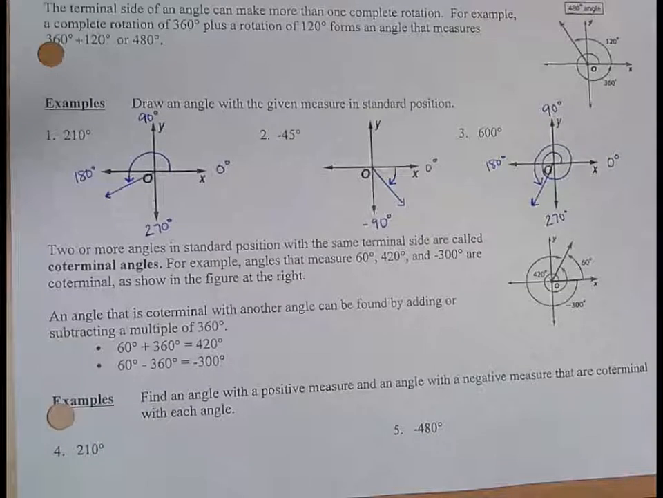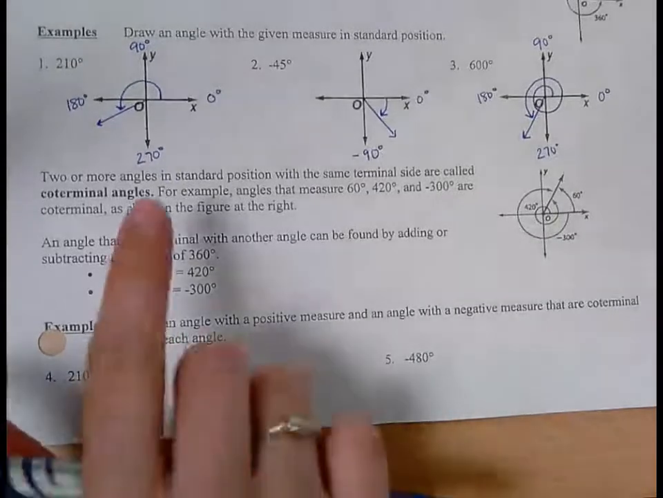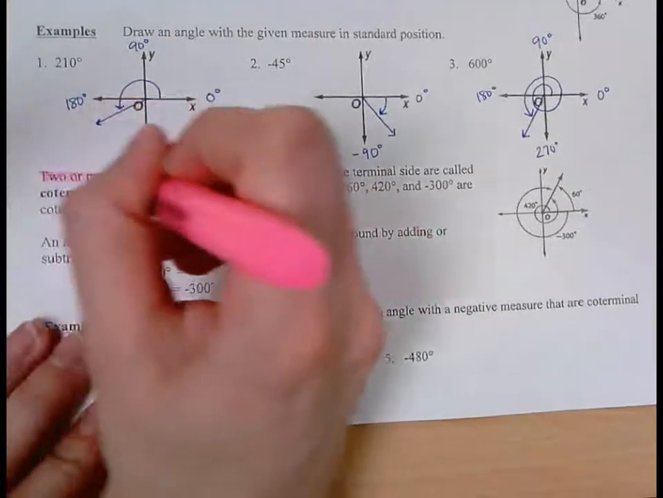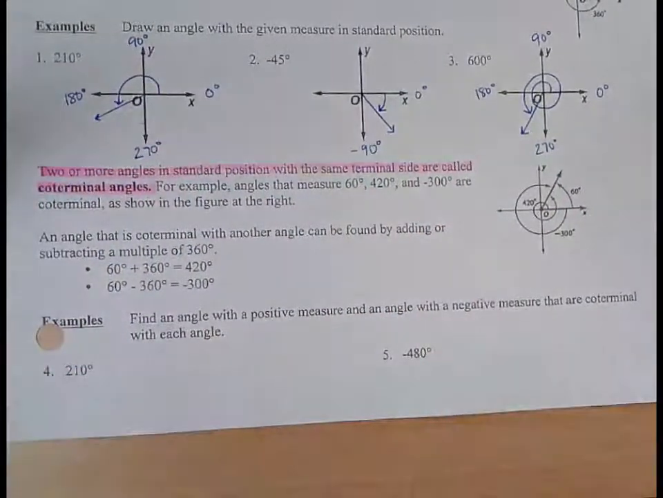Okay, so any questions right now about drawing an angle in standard position, positive or negative? Okay, and then actually what we had to do to draw in the 600 degree angle leads us into what are called coterminal angles. So 2 or more angles that are both in standard position that have the same terminal side are called coterminal angles. So as I mentioned, 0 degrees and 360 degrees have the same terminal side. They would look the same if you drew them out. So those would be coterminal.